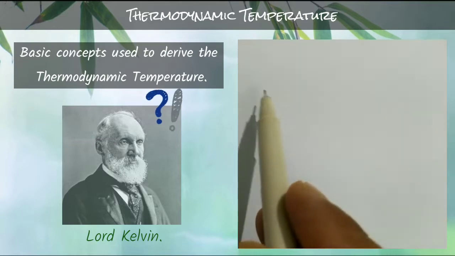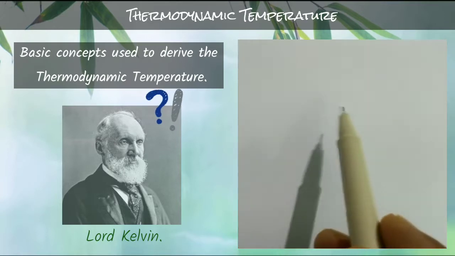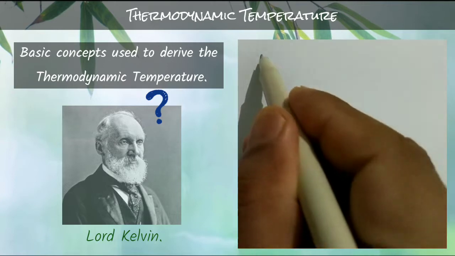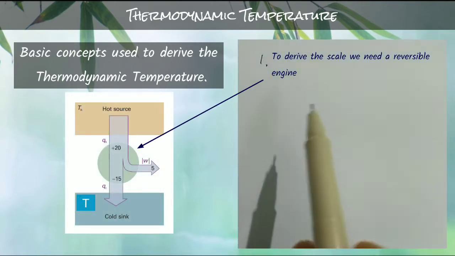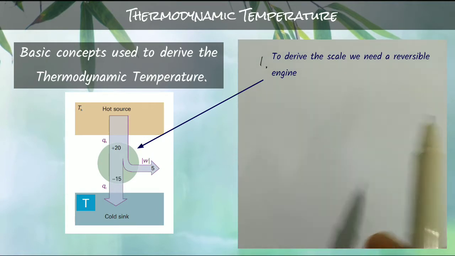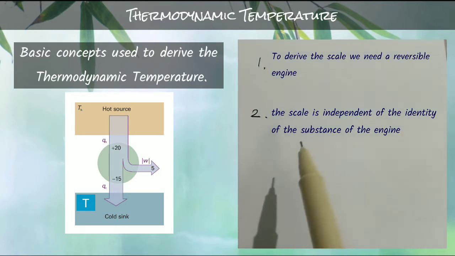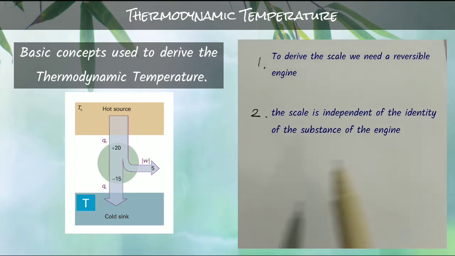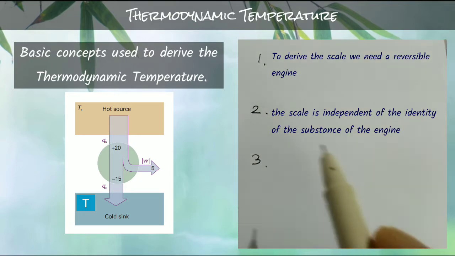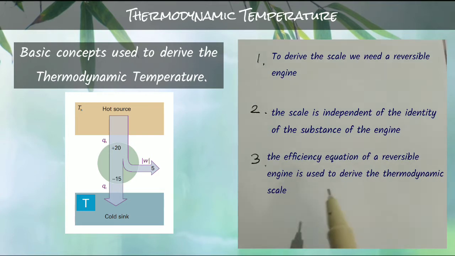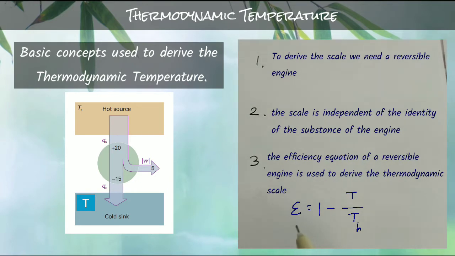Kelvin considered three important points to derive the thermodynamic temperature scale. The first one is that he used a reversible engine to derive the scale, and the second one is that the temperature scale is independent of the substance which is used to prepare the engine. And the third one is that he used the equation of efficiency of a reversible engine to derive the scale. We know that the efficiency of any reversible engine is given by epsilon equals 1 minus T by TH, where epsilon represents the efficiency of the engine, T represents the temperature of the cold sink, and TH represents the temperature of the hot source.